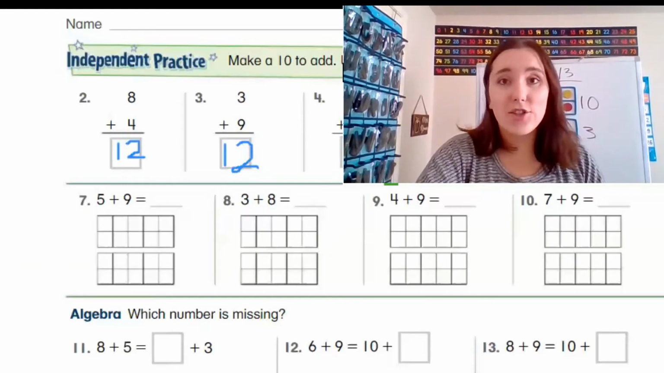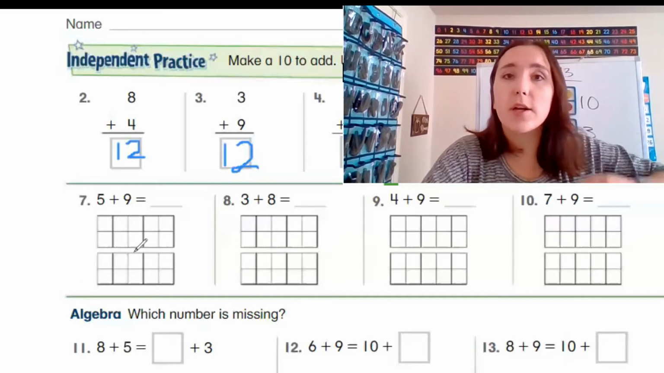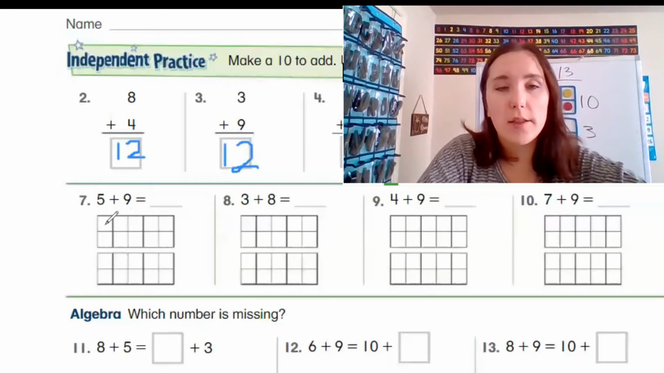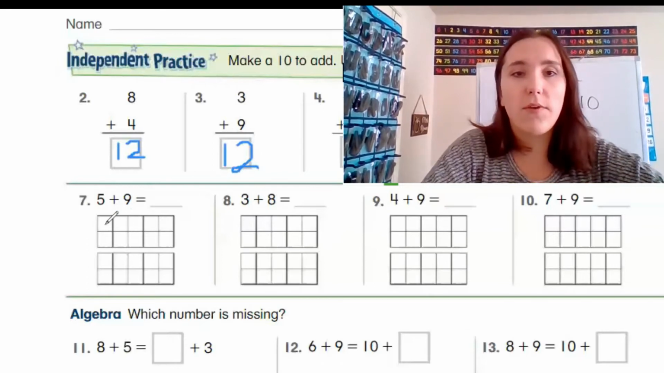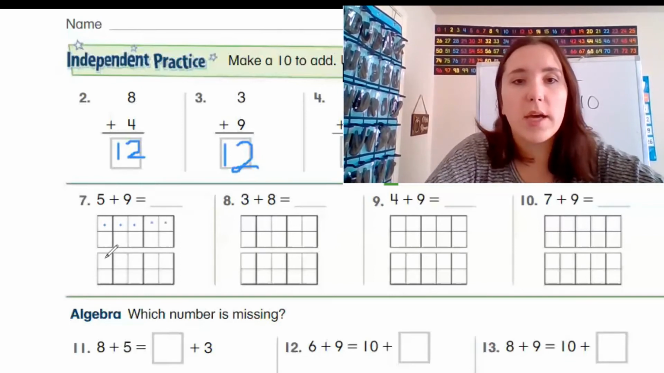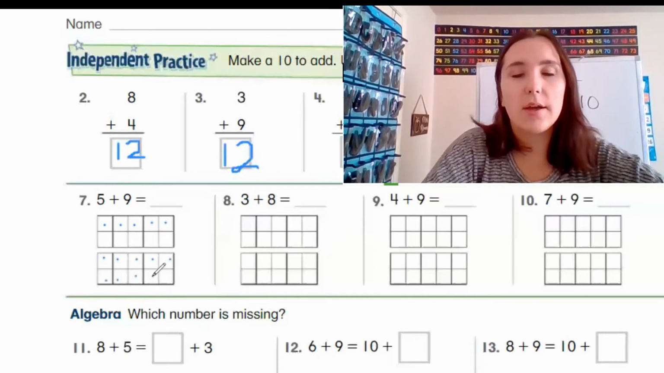Okay, guys, let's jump down to number 7. Let's do number 7 together. We're doing the same thing, but we're just going to use the 10 frames on our page to show our work, okay? So we have 5 plus 9. I'm just going to draw little dots to show my counters. So 5, 1, 2, 3, 4, 5 plus 9. 1, 2, 3, 4, 5, 6, 7, 8, 9.